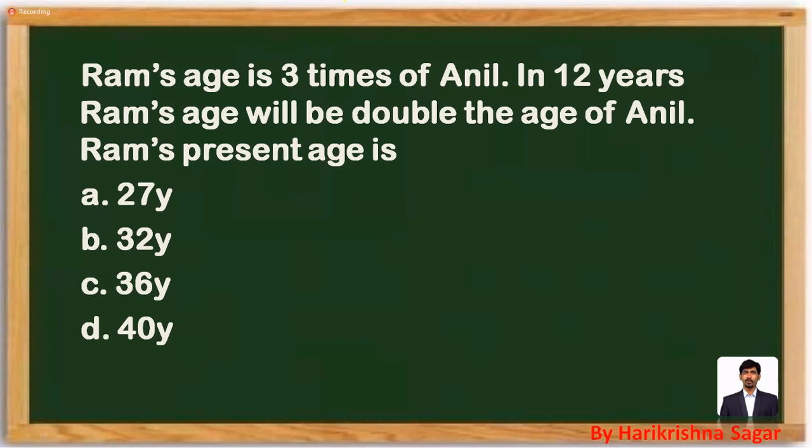Ram's age is 3 times of Anil's age. In 12 years, Ram's age will be double the age of Anil. What is Ram's present age? Look at the question. Try to tell me the answer.